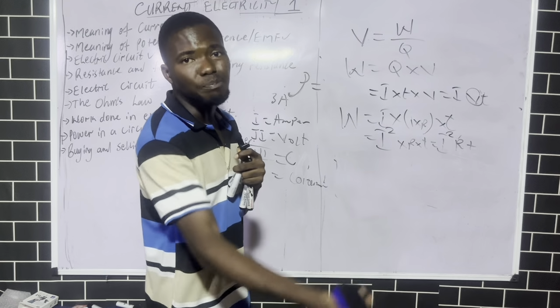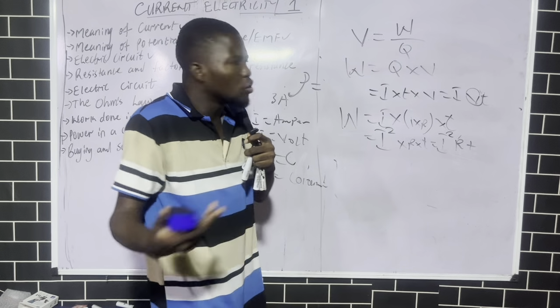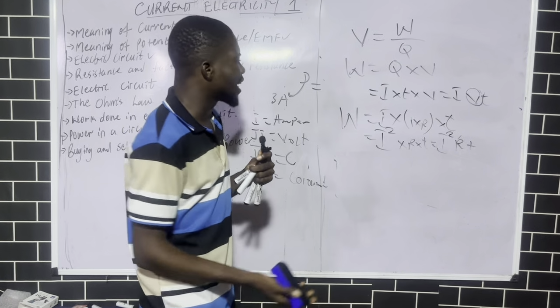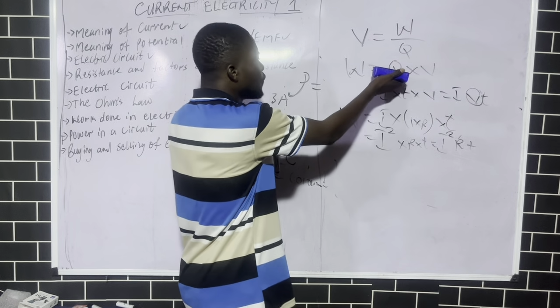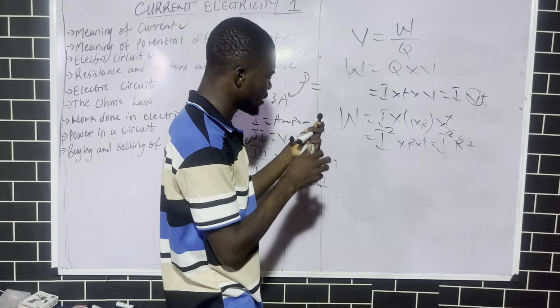Very easy. What is power? Power is work done over time. Can you ask me? Power is work done over time. So if power is work done over time, all I simply need to do is take my formula for work done and divide it by time, and I will get my power. Very, very easy. Look at it.